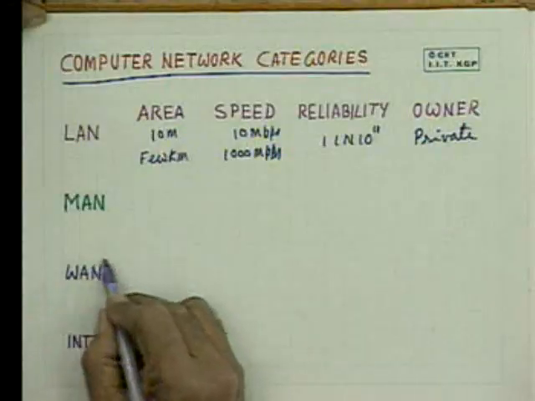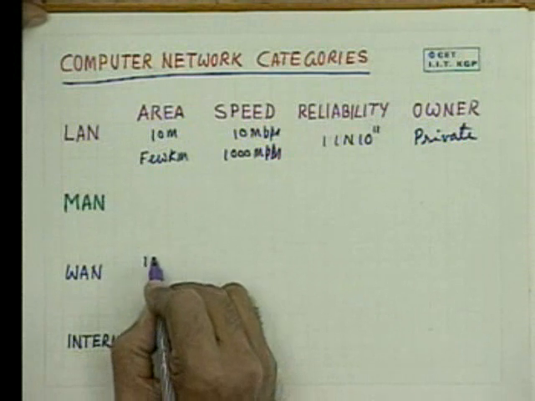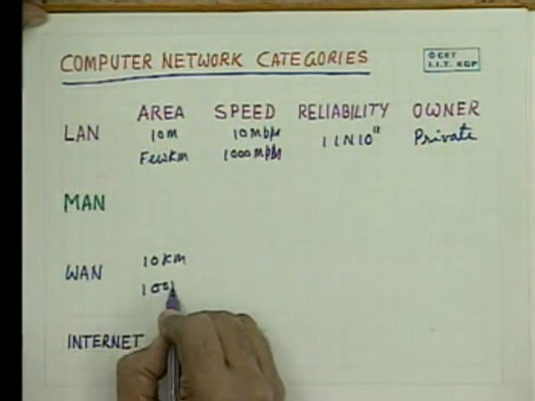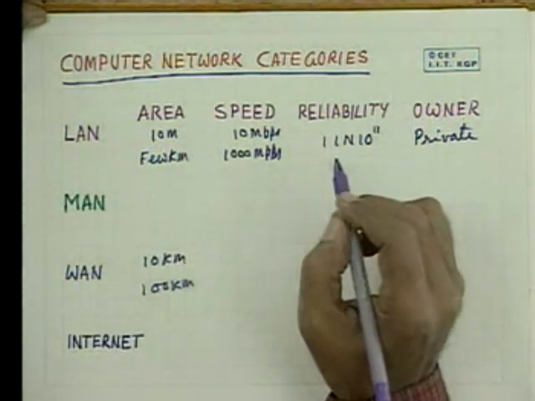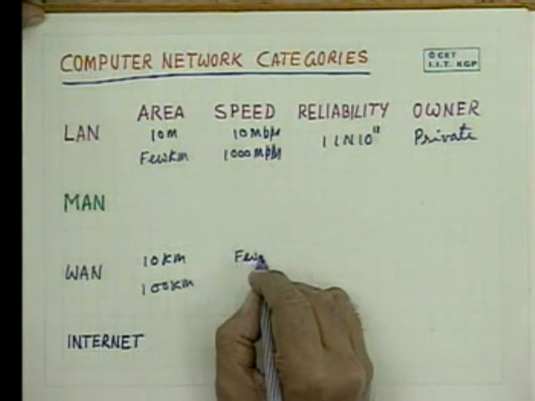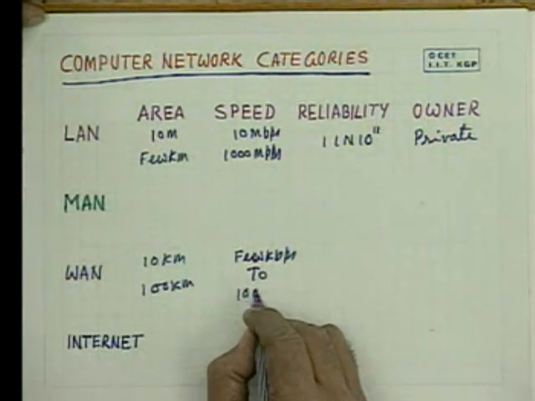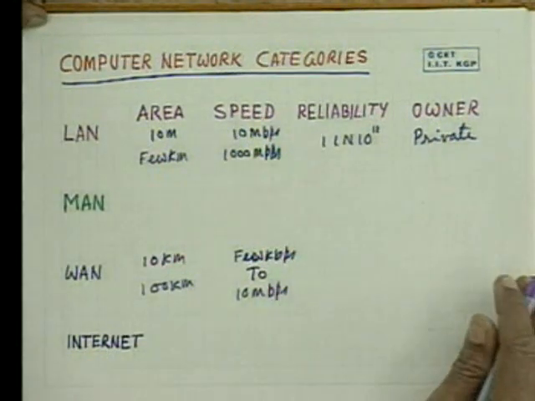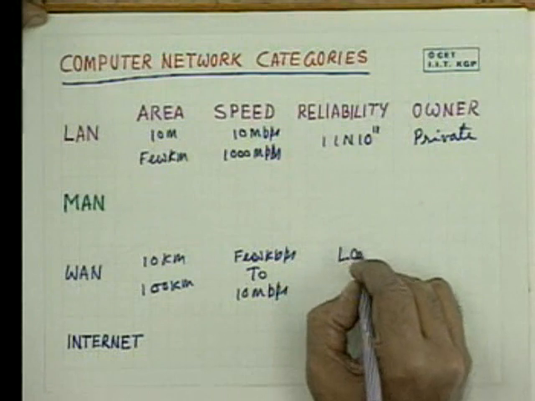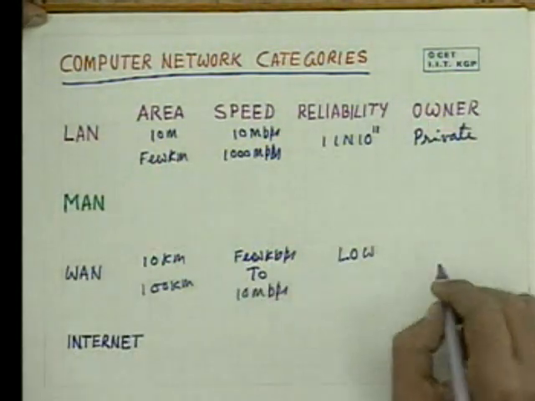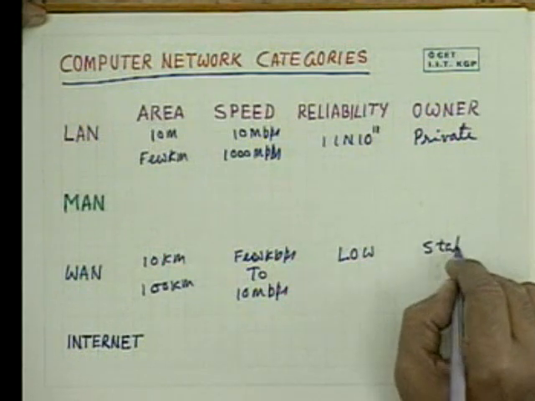On the other hand, for wide area networks, the area can vary from say 10 kilometers to maybe 100 kilometers, encompassing a country or a subcontinent, and speed can vary from say a few kilobits per second to maybe tens of megabits per second nowadays. And reliability is low, and the wide area networks are owned by the state. Of course, the scenario is changing. Nowadays, some wide area networks are owned by private companies as well.